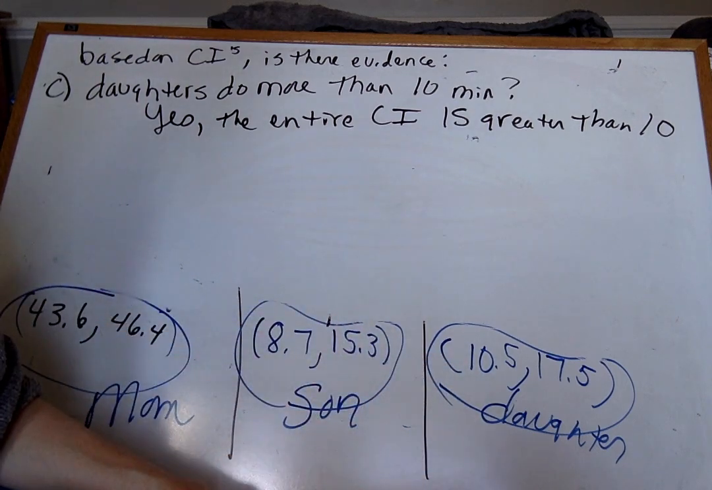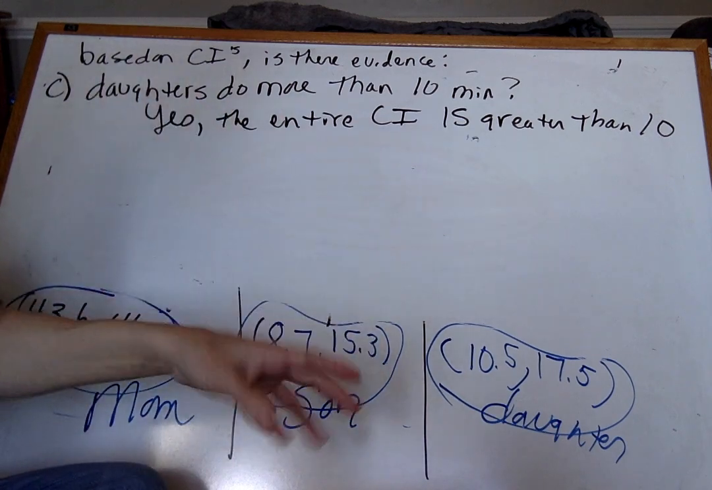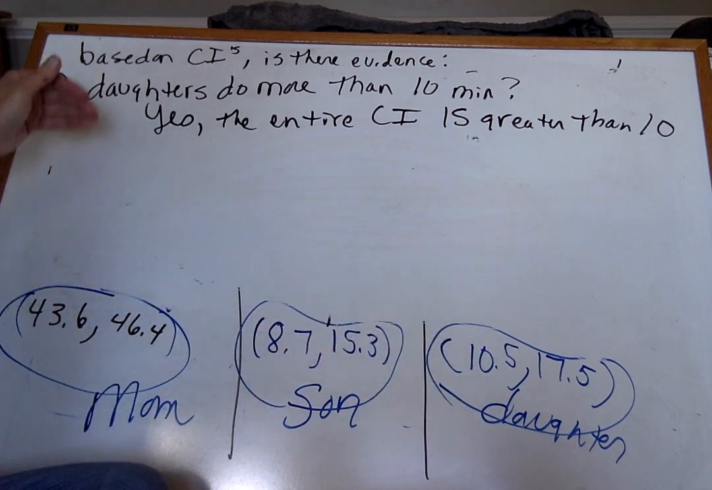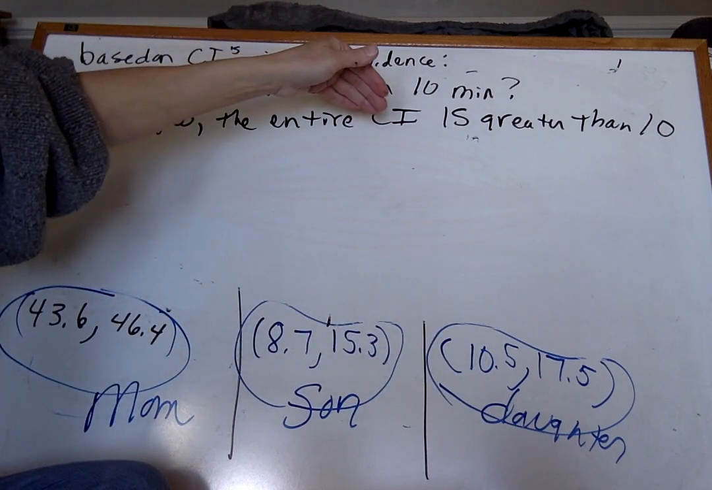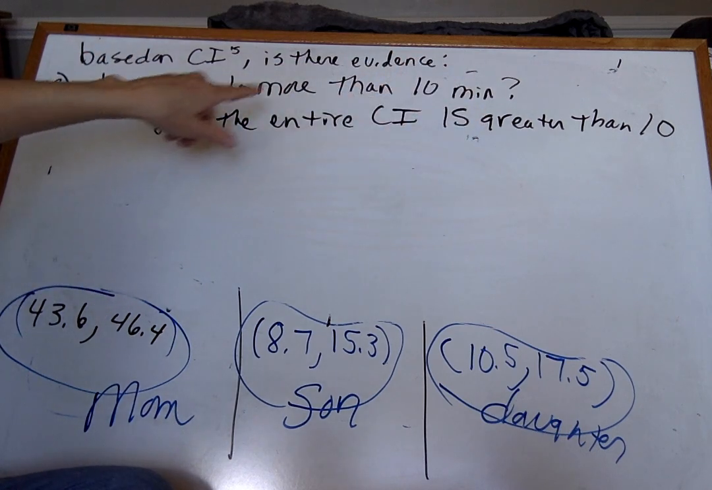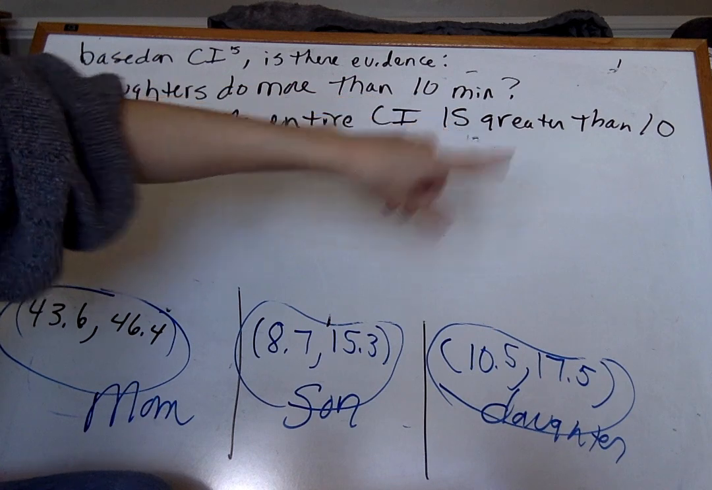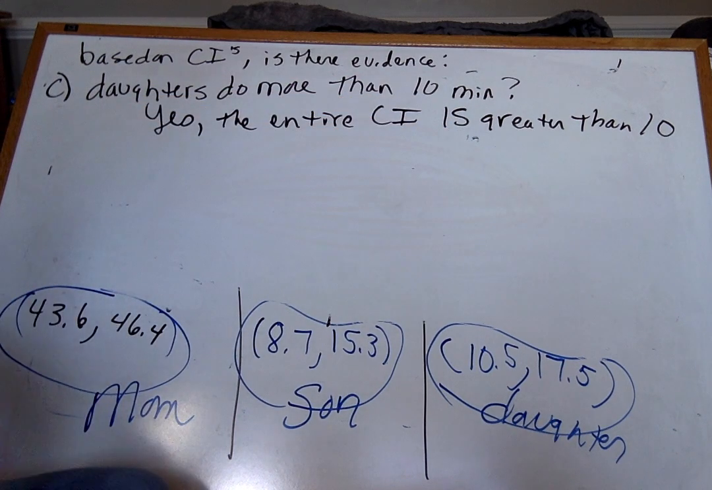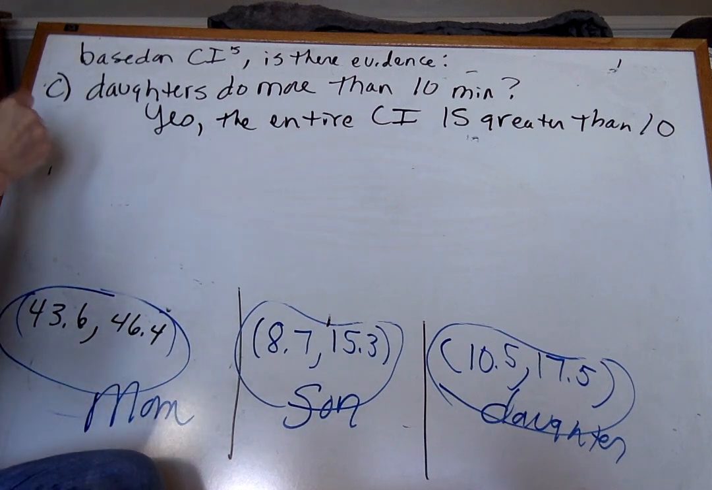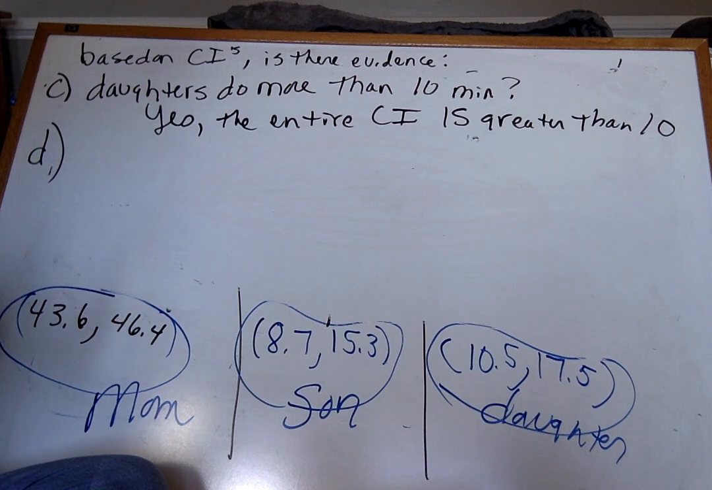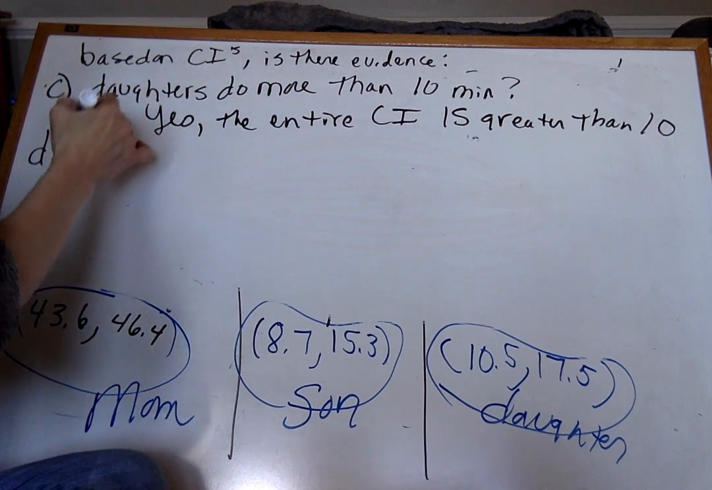Some of you would now ask me out loud, can I say it like this? Can I say it like that? So I'm going to have to handle some of that through this video. You could say yes, the entire confidence interval, or something like yes, since the confidence interval starts at 10.5, that would be fine also. What about this one? Is there evidence that daughters do more than 11 minutes a day?